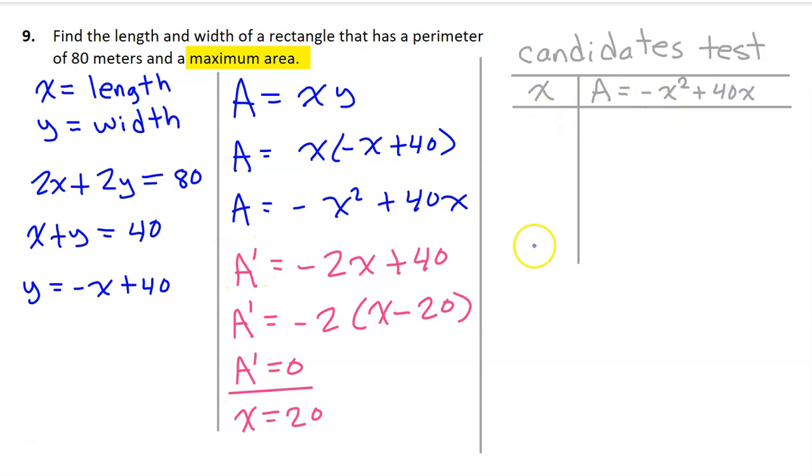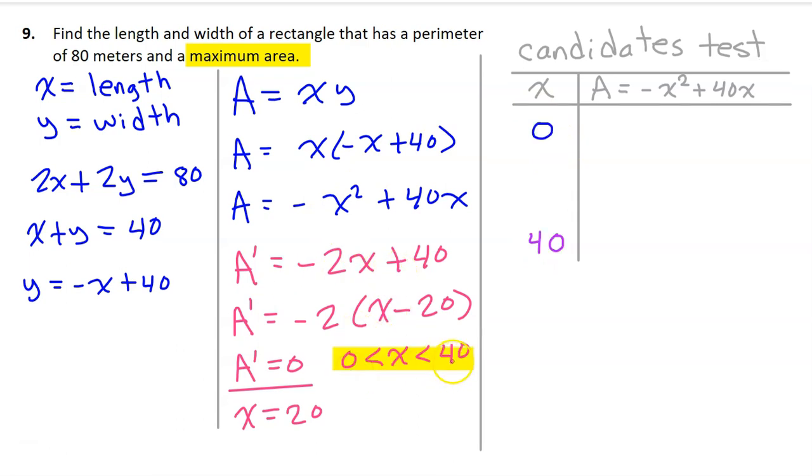So the candidates that go on the left side are, we start with the limits of the interval. In this case, 0 and 40. And then in between, we put any critical values that we found. In this case, the one critical value was 20.